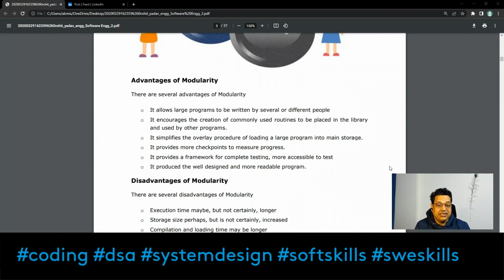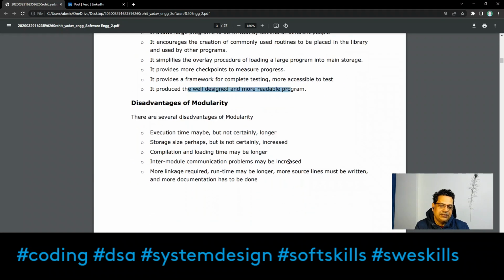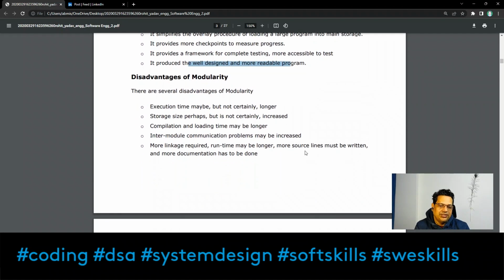There are several advantages of modularity. It allows large programs to be written by several different people, as I mentioned earlier also, right? And it encourages the creation of commonly used routines to be placed in the library and used by other programs. It simplifies the overlay procedure of loading a large program into main storage. It provides more checkpoints to measure progress. It provides a framework for complete testing, making it more accessible to test. It provides well-designed and more readable programs. So these are the advantages of modularity, right?